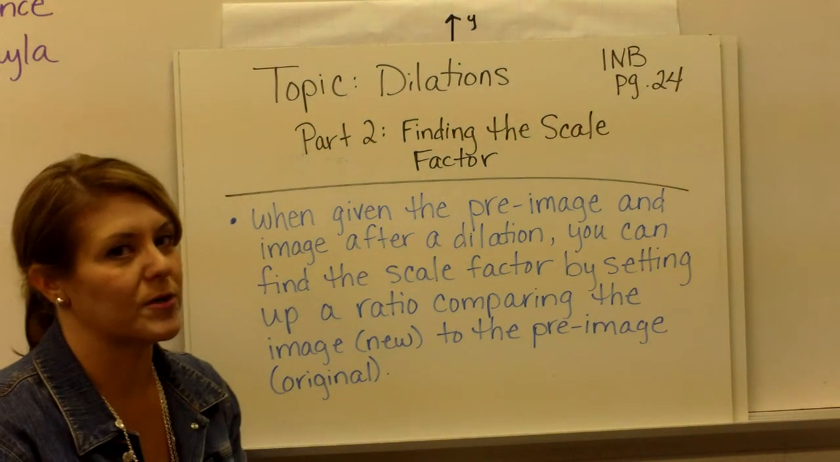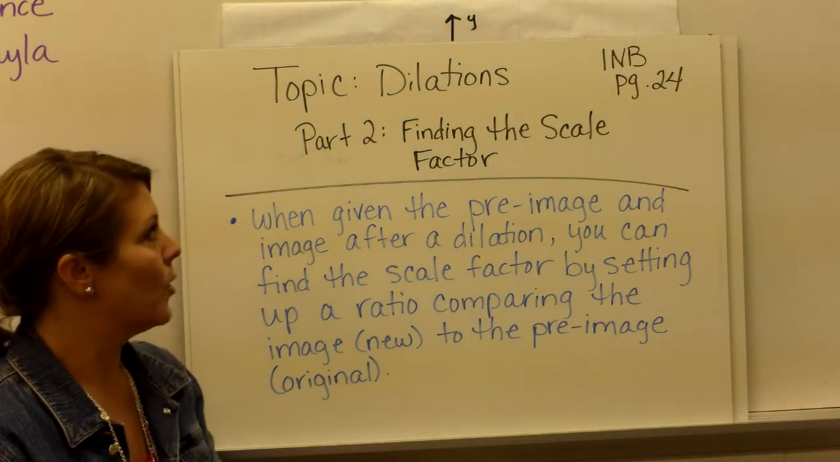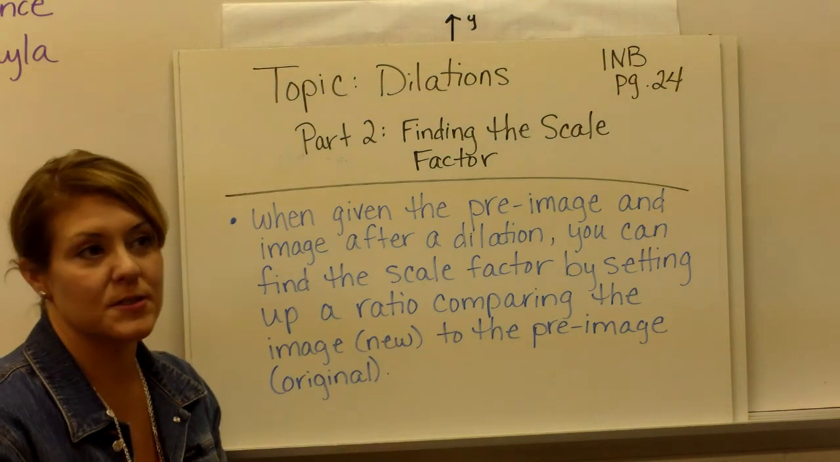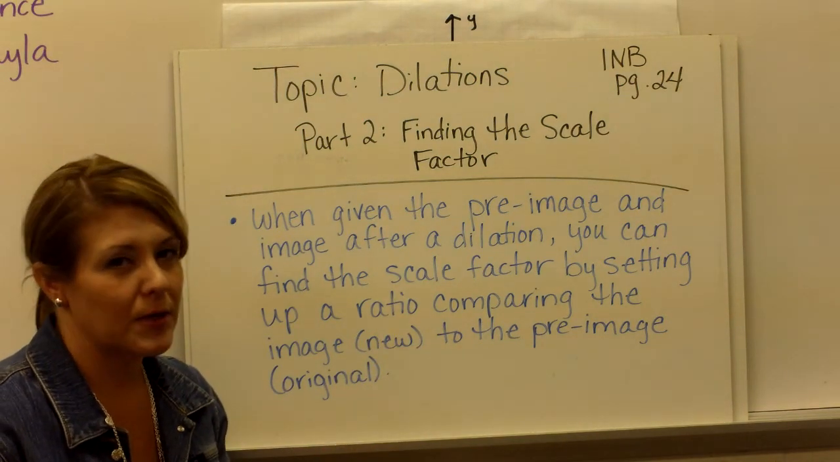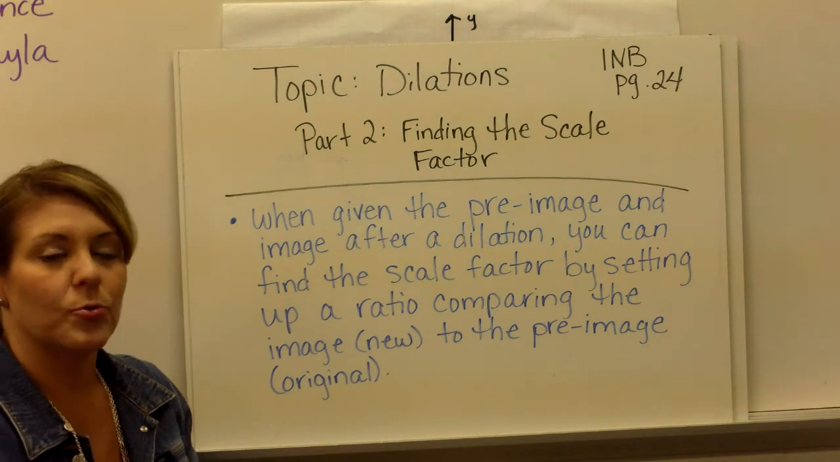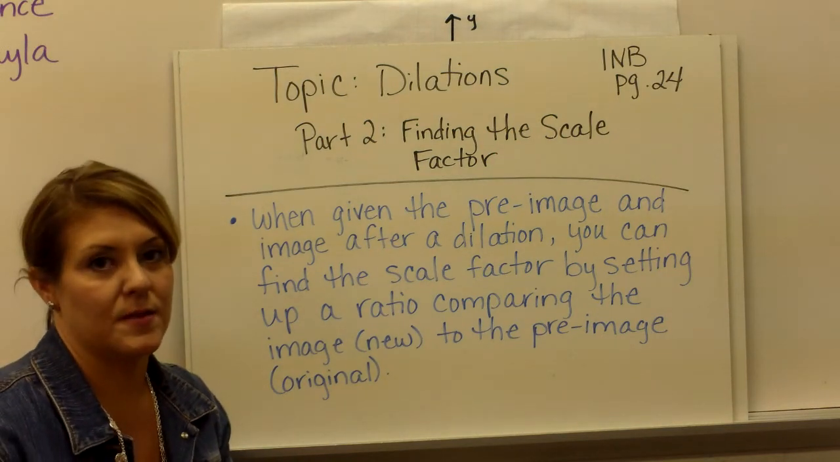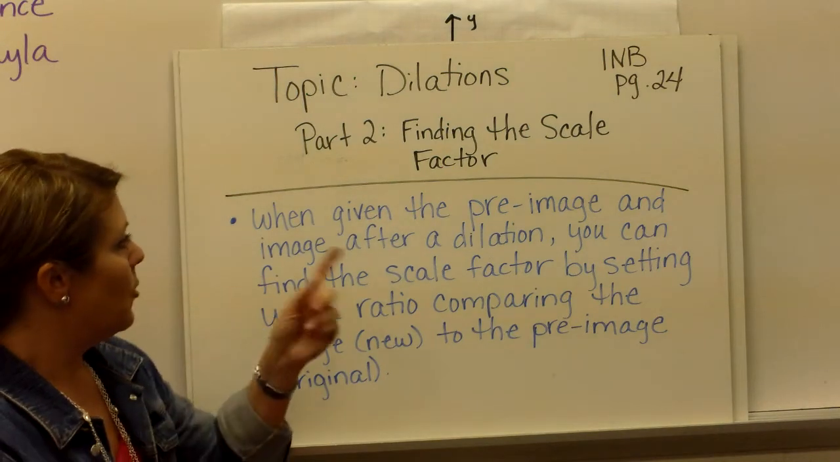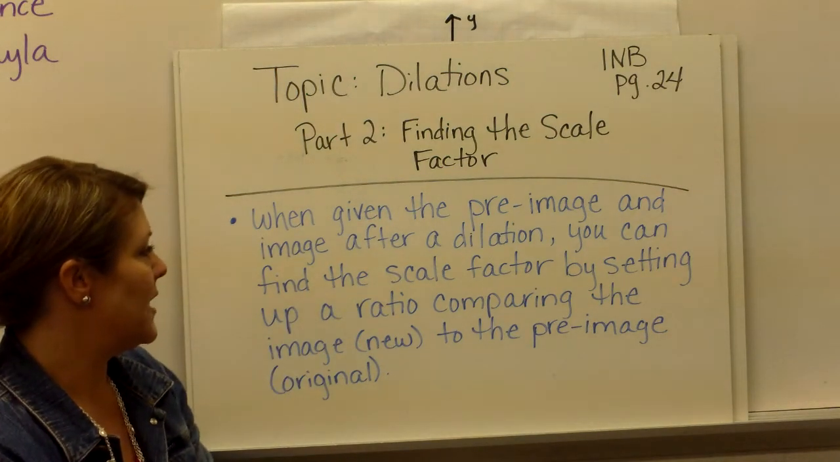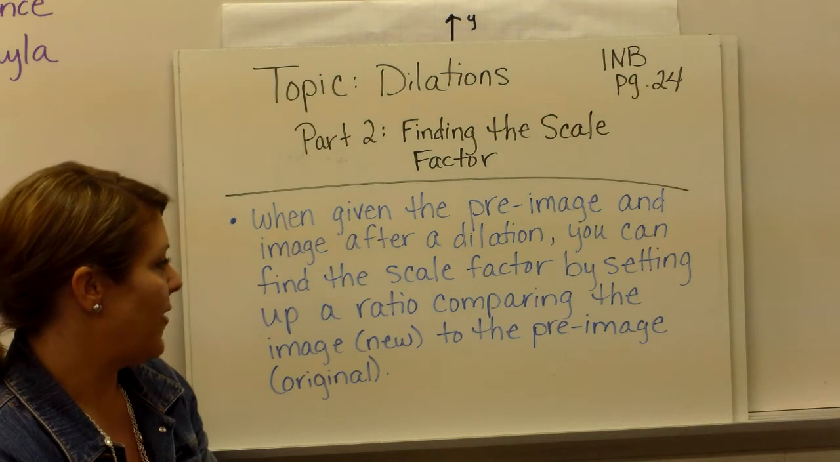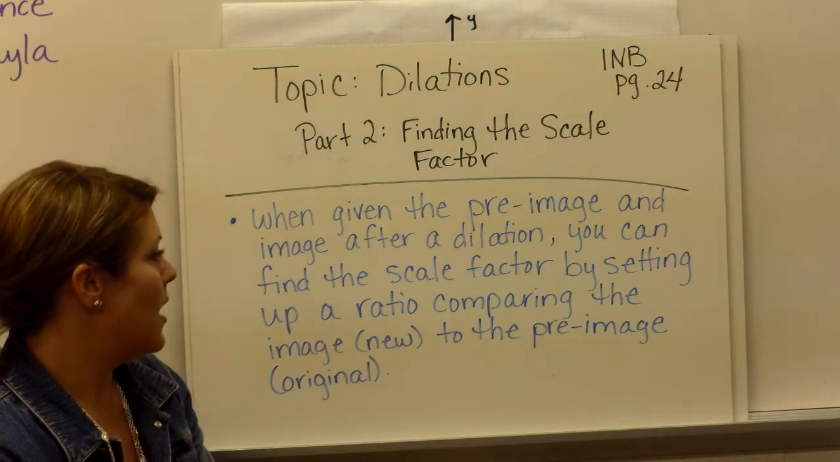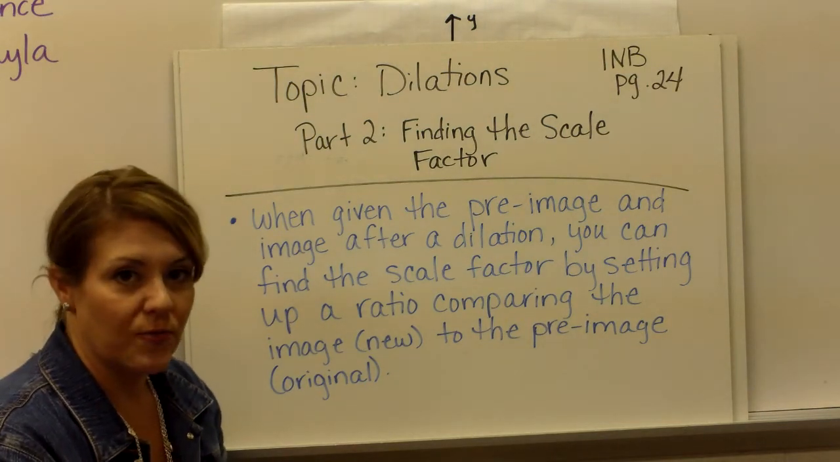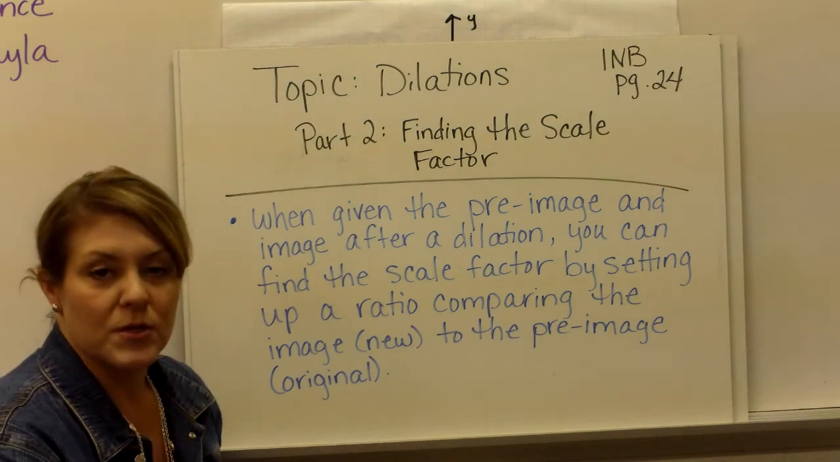This is the video for Dilations Part 2, where we're looking at finding the scale factor. So in these situations, you're going to be given the pre-image and the image, and you will be making ratios to find the scale factor. So your I can statement: when given the pre-image and image after a dilation, you can find the scale factor by setting up a ratio, comparing the image, which is the new figure, to the pre-image, which was the original.